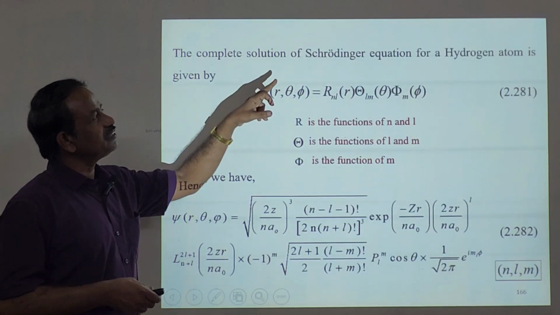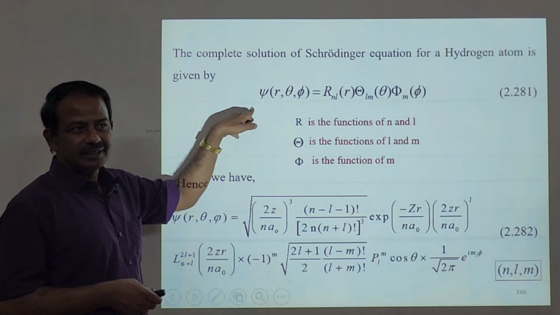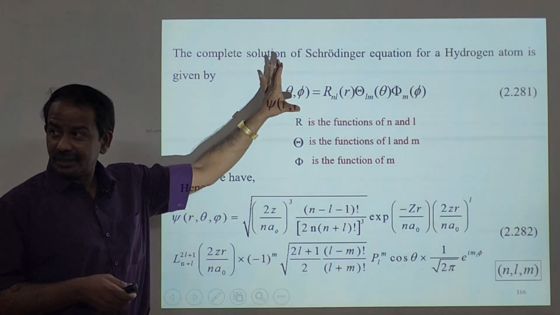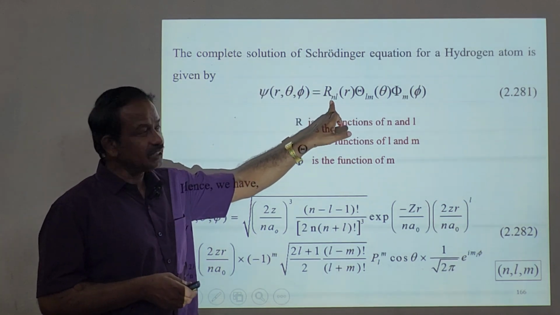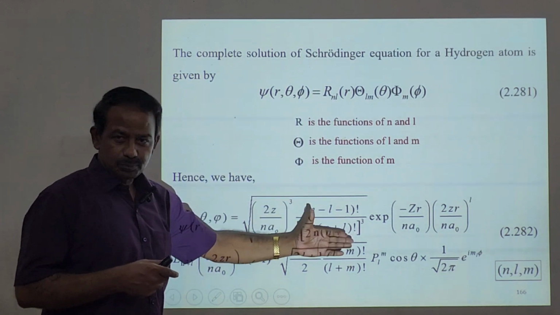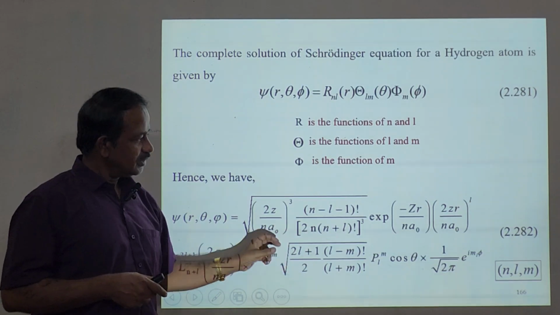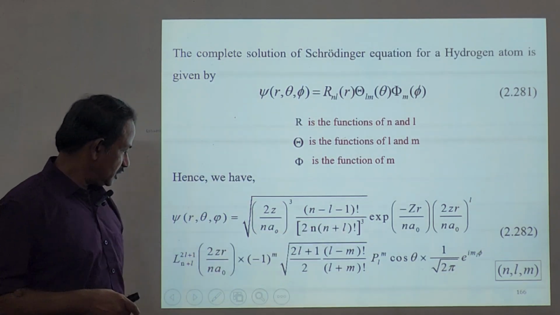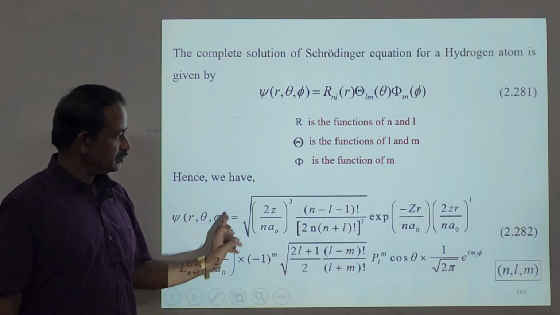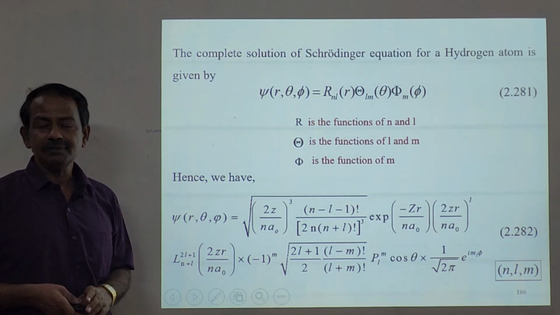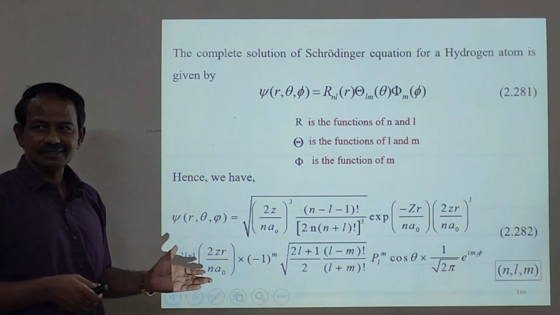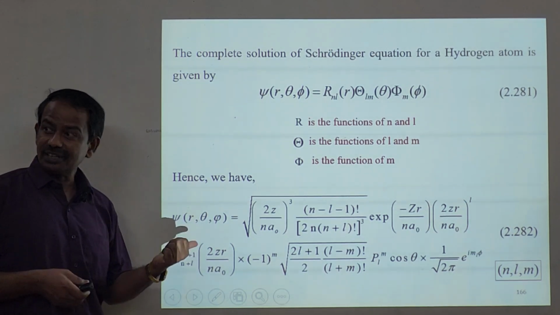The complete solution of the Schrodinger equation for the hydrogen atom is given by the product of the radial part and angular parts. We know this already. We have obtained the radial solution, the theta solution, and the phi solution earlier. You just put all the solutions here. So your R of r will be this one, your Theta of l m will be this one, your Phi of m will be this one, correct? So this is the complete wave function solution of the Schrodinger equation for the hydrogen atom. This was done by Schrodinger, because we have used the Schrodinger wave equation.